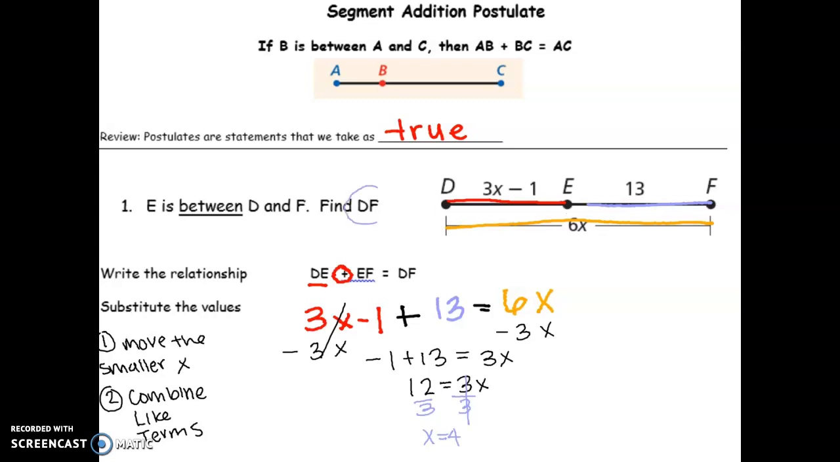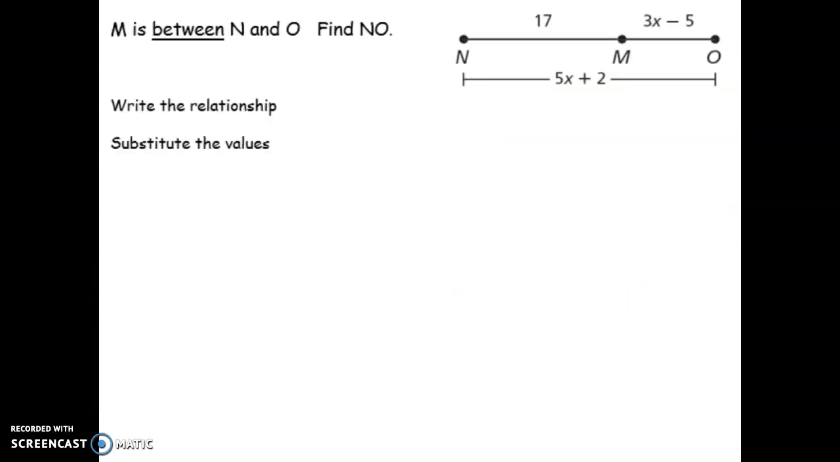So remember, our end game was to find DF, this entire segment. Remember, DF does equal 6x. So in order for us to find it, all we have to do is replace this x with the x that we have now. So 6 times 4 actually is 24, and that is our answer, and that's what we should box. Let's take a look at number 2.